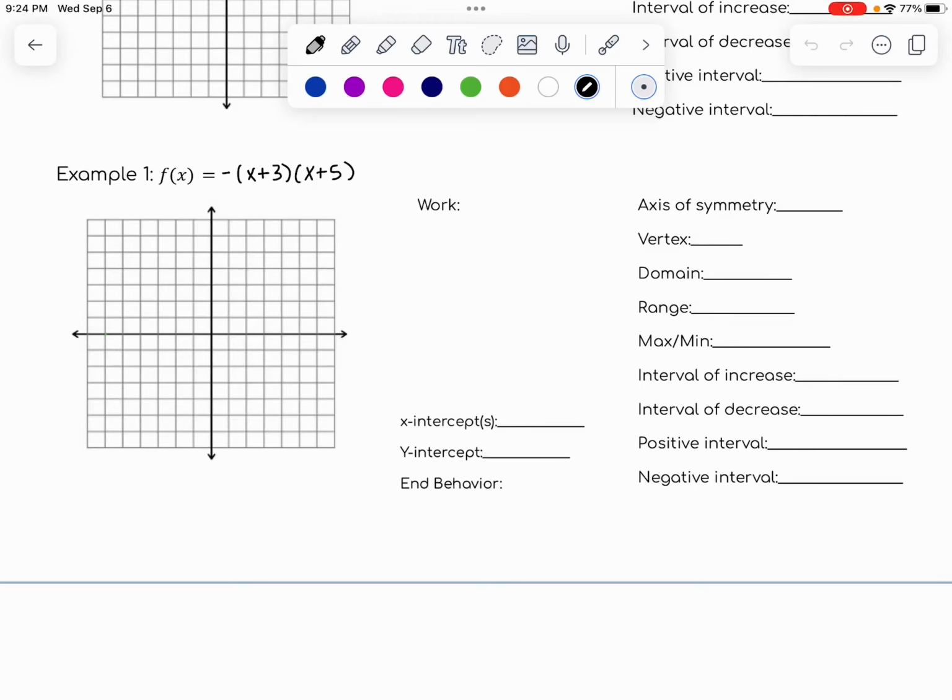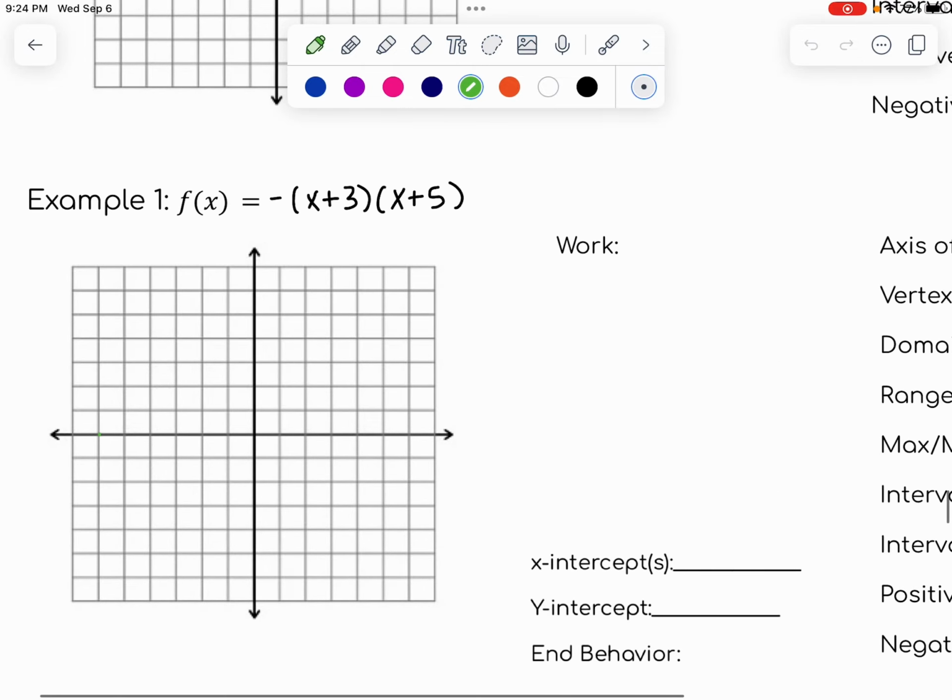In this video, I'm going to go over how to graph a quadratic when given intercept form. So the neat thing about intercept form is that it shows us the x-intercepts. So this is our intercept form right here. I want to point out that we notice that we have a negative a value. So that means our quadratic will point down.